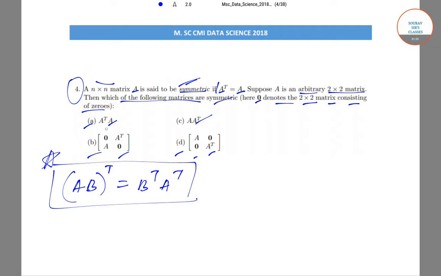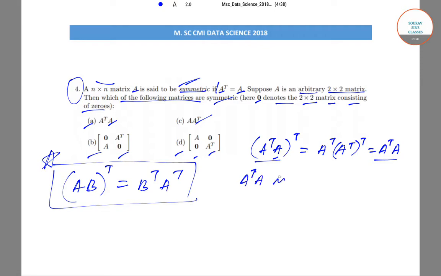The first option is A transpose A. If we take the transpose of this matrix, it gives us A transpose into the transpose of A transpose. Now we know the transpose of A transpose is nothing but A. So the result is A transpose into A. As you can see, the transpose of the matrix gives us the same matrix. Therefore A transpose A is a symmetric matrix. So option A is correct.